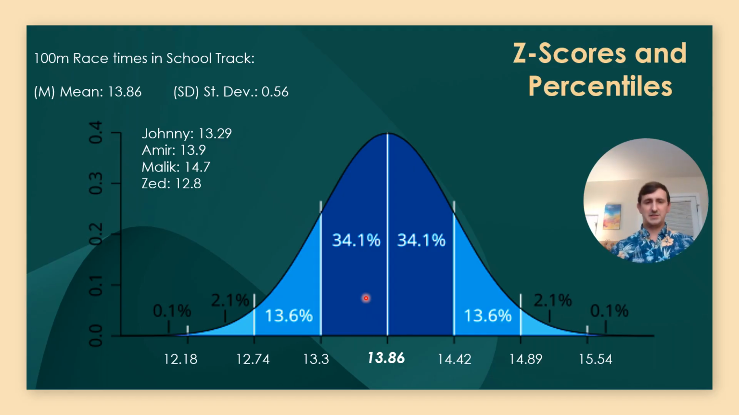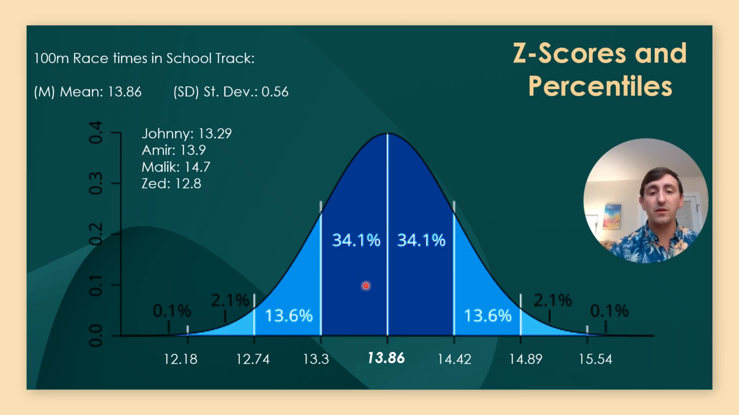So Johnny has a 13.29 race time. Let's come down here and look at our mean, which is 13.86. He is faster than that. So let's go left, less time. We're going towards a negative down the scale because less time means faster. So 13.3. He is faster than 13.3.